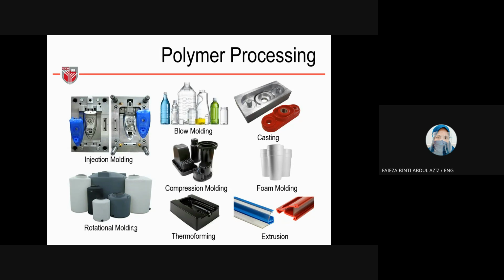Here you can see a sample of the processes that we need to use to shape the polymer. For example, we can perform injection molding, blow molding, casting, compression molding, foam molding, rotational molding, thermoforming, extrusion, and many more. I hope I can touch all of this today.